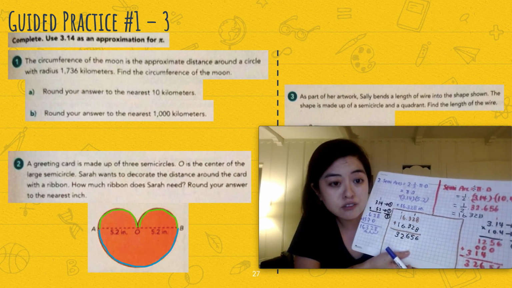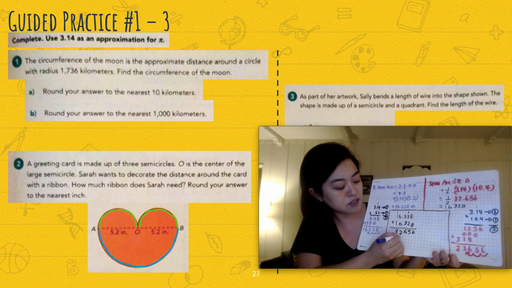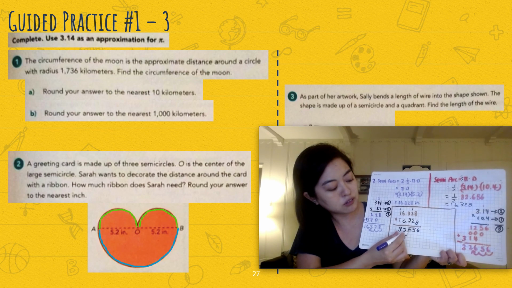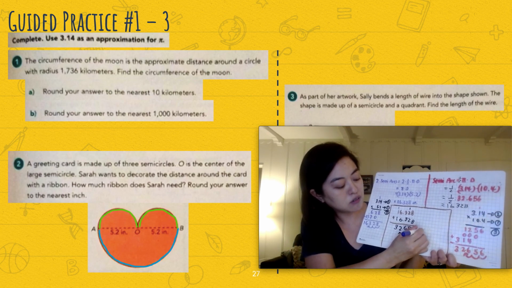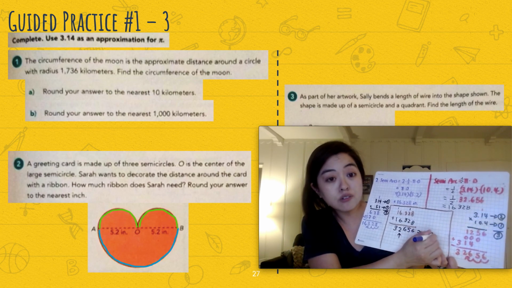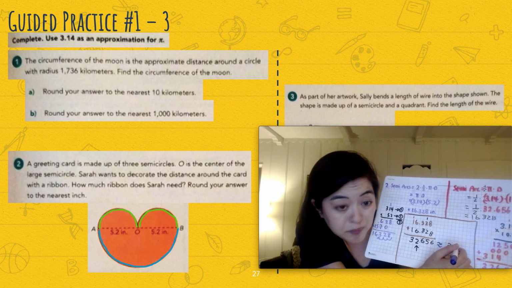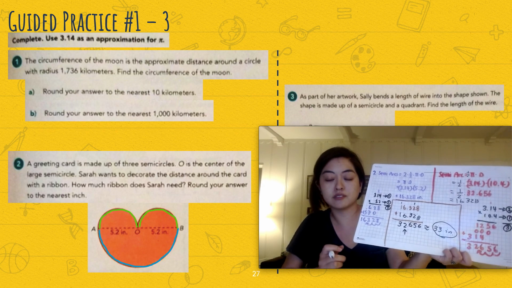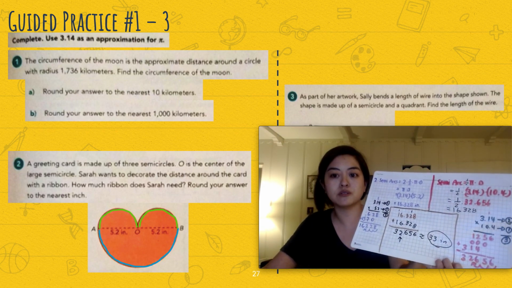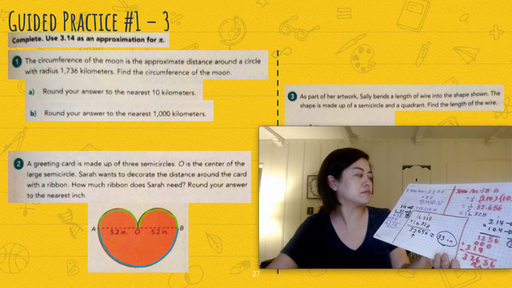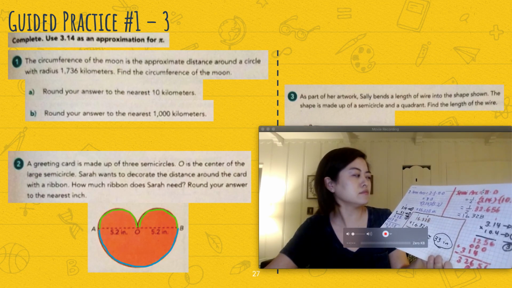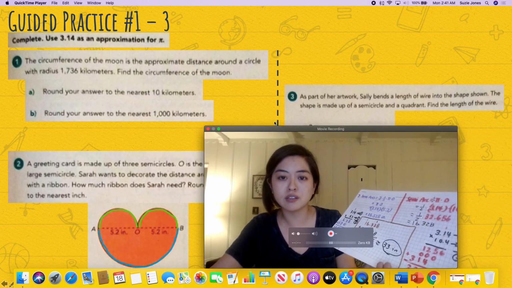And so that should equal 32.656, but it says to round your answer to the nearest inch, so that's the whole number. So I'm going to look at my 2, and it's a 0.6, so it'll approximately be 33 inches as my answer. Okay, so that's for number 2, okay.